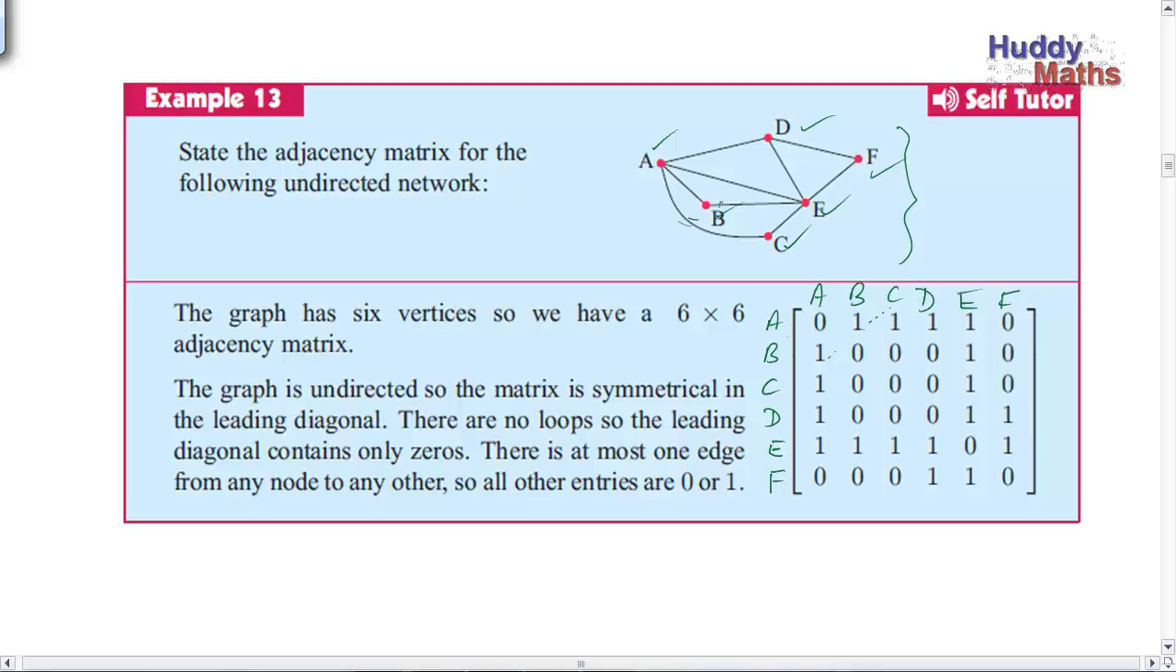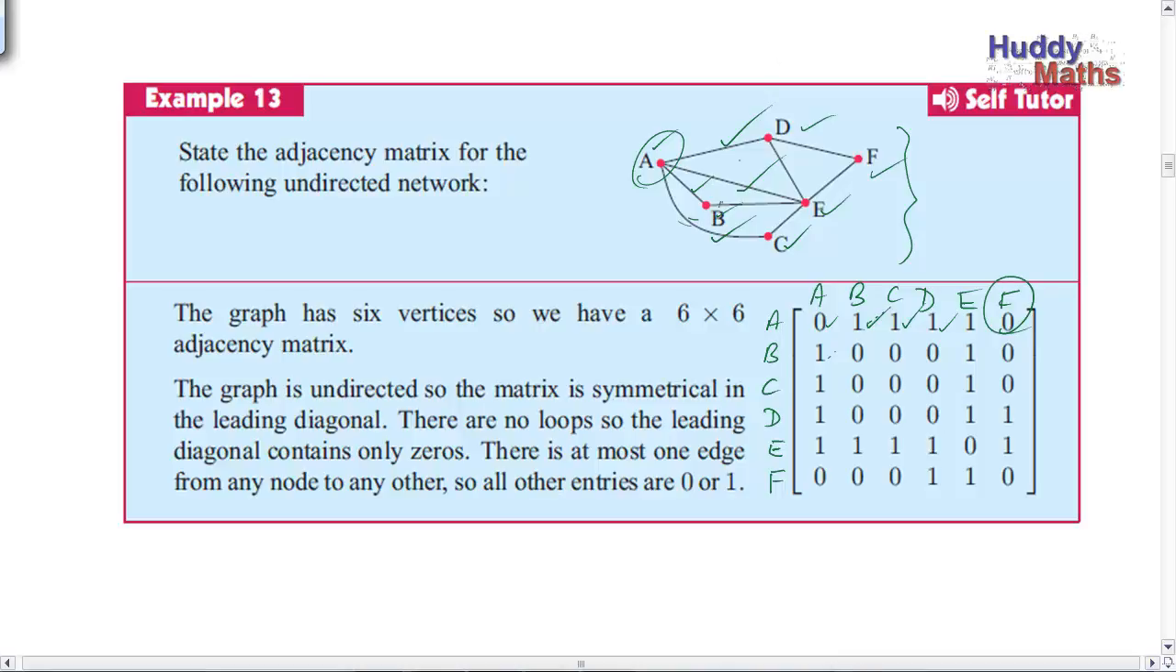Now let's do A to A is 0. There's no loop on A. A to B, one way. Yep. A to C around the outside, one way. A to D, one way. A to E, one way. A to F, no direct connection. Can you see how we build this matrix up?